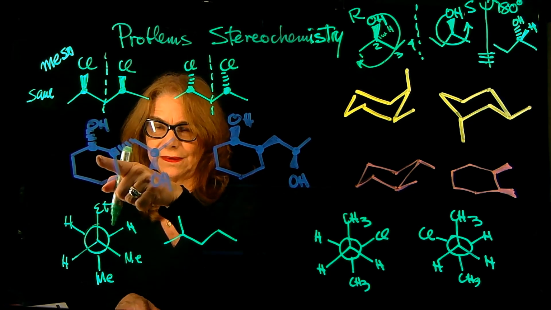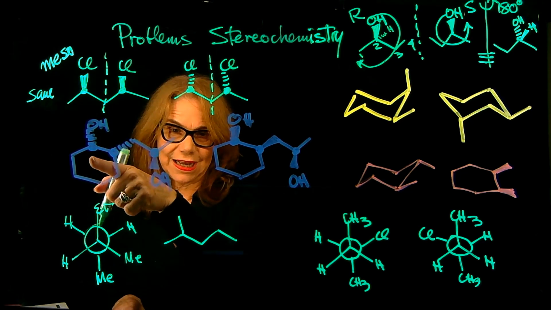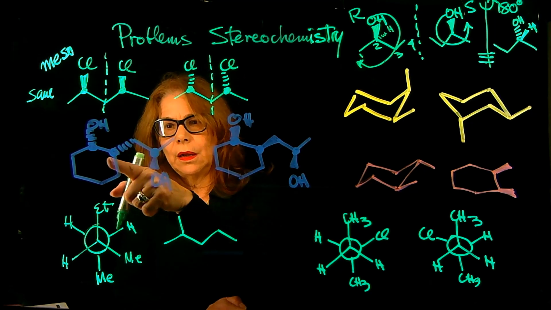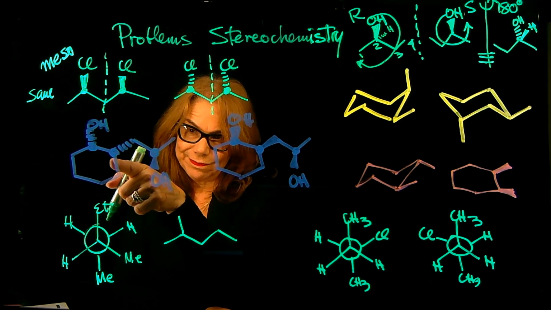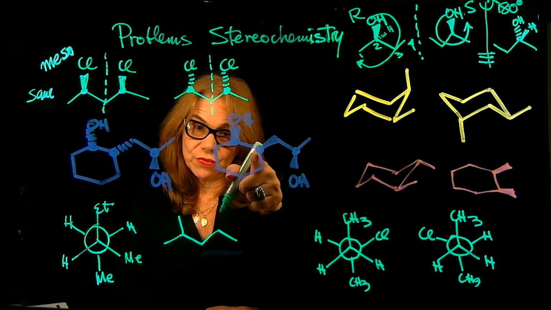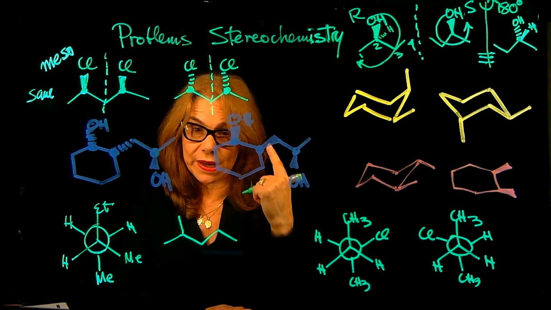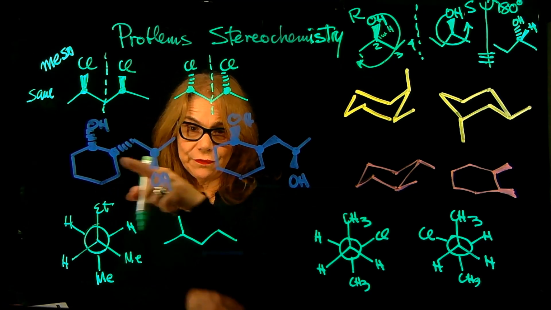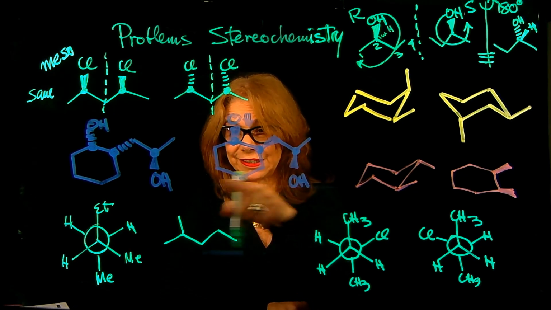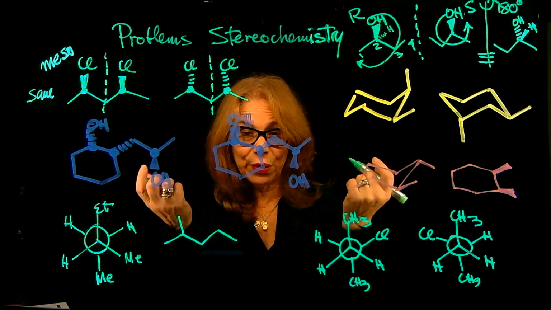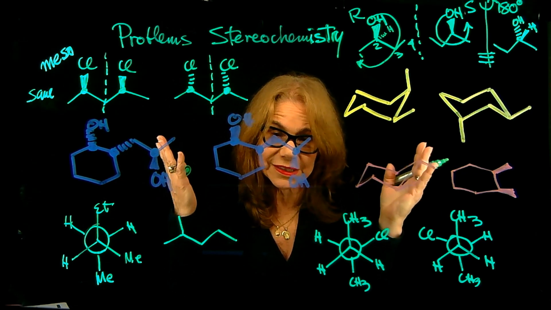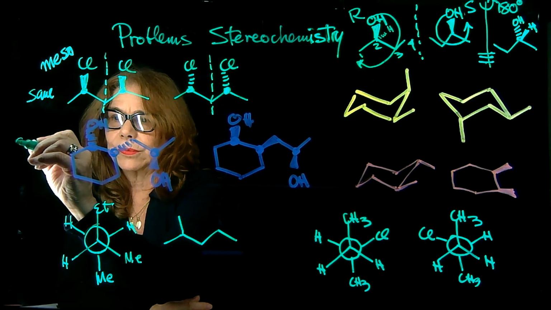Here, the center with OH on dash, OH on wedge: that center is inverted. The center where this group is on dash, this is on wedge. So it is one inversion. Inverted, inverted. Let's check out the last center. Not inverted, same. So if two are inverted but not every center is inverted, these two are diastereomers.